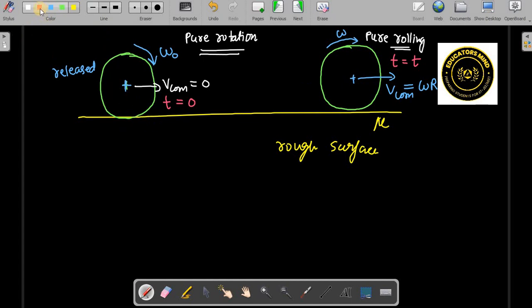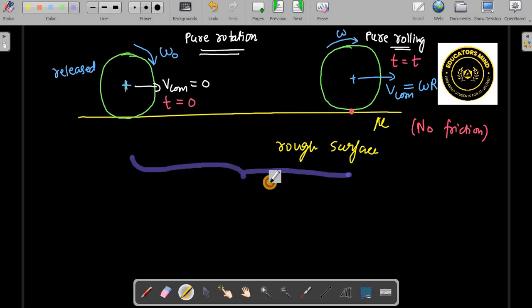So you need to consider friction going to act, but after this point there is no friction. Here onwards no friction will happen. But before or in between these two intervals or two instants of time, there will be friction. Friction will act. And how friction will act, that is what we have to understand.